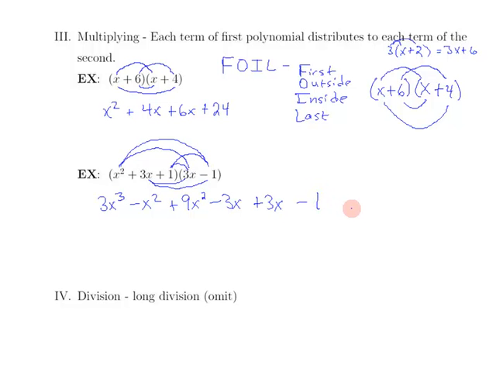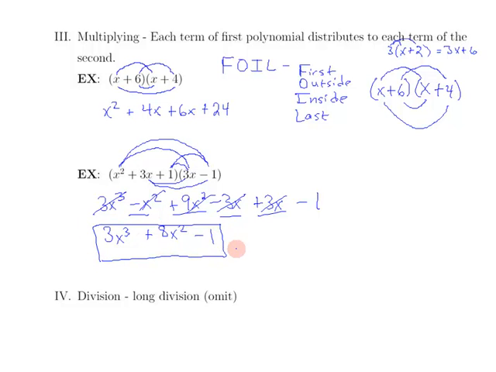Right? So now I come back in and combine like terms. So I'll have a 3x cubed. Right? That one's taken care of. Combine these two. I have minus x squared plus 9x squared, which is going to be a plus 8x squared. Add these together. Minus 3x plus 3x completely cancel each other out, and then minus 1, and that is as simplified as I can get it, and there we go.